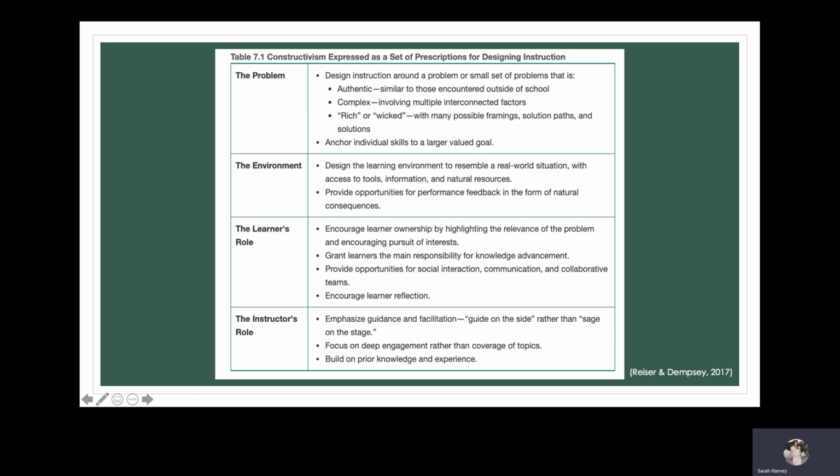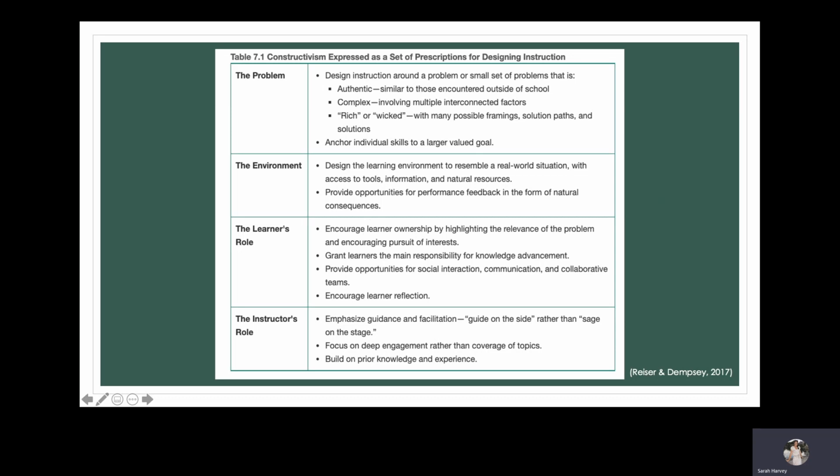That is where we are working towards engaging students in the content. And we also want to grant learners the main responsibility for knowledge advancement. So we're placing that responsibility in the students' hands through problem-solving techniques, providing opportunities for social interaction, communication, and collaborative teams, and encouraging learner reflection. Because even if students fail, they can still grow and learn through that experience and ultimately become successful through those failures.